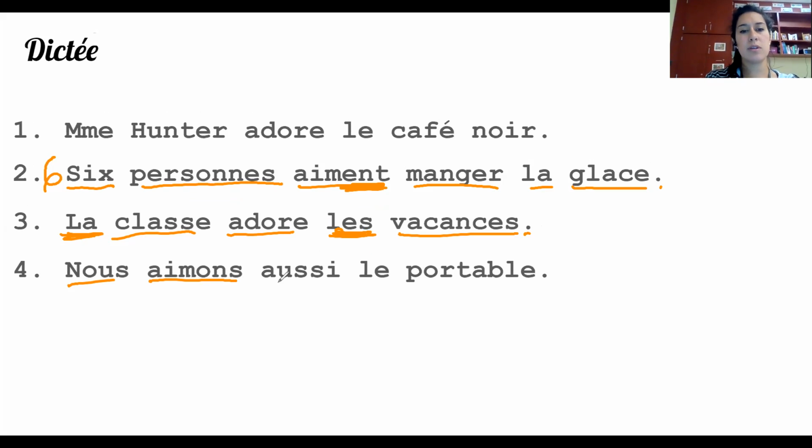Nous aimons aussi le portable. Point. Nous aimons aussi le portable. Okay, so make sure all of your spelling's right. A-I-M-O-N-S. Nous aimons.